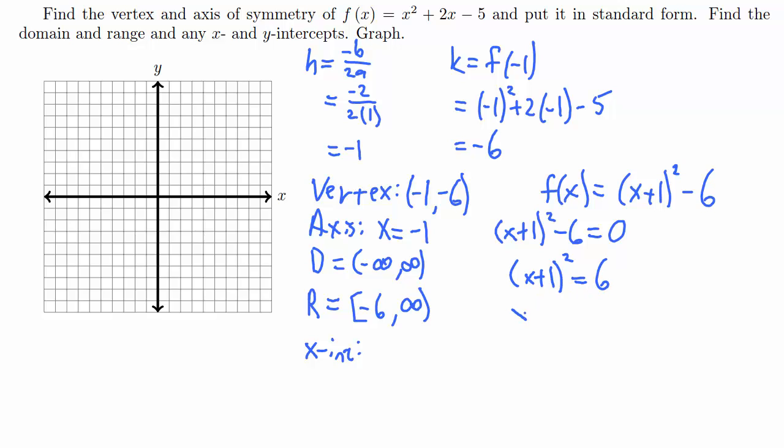Use the square root property, which means x plus 1 equals plus or minus the square root of 6. And then subtract 1. And that's going to give me x equals negative 1 plus or minus the square root of 6. So those are your two x coordinates of the x-intercepts. So it's negative 1 plus or minus the square root of 6. And don't forget that the y value is 0. And yes, it must be in coordinate form.